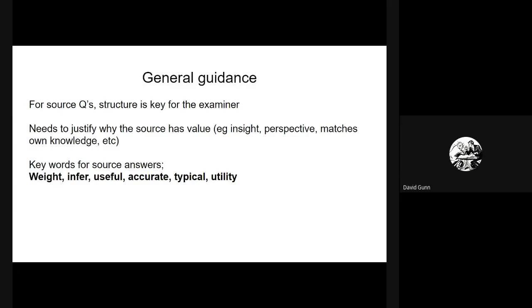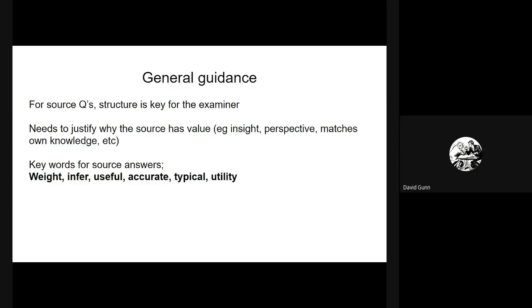So you can think about criteria for that. So maybe the source gives a particular insight to something, it gives a perspective on something, it matches your own knowledge. All sources have value in some way or other, don't they? Even the most one-sided summary of an event has value. It gives an insight from a perspective. Think of something that's very, very one-sided. It's still got value. It's still got use for a historian.